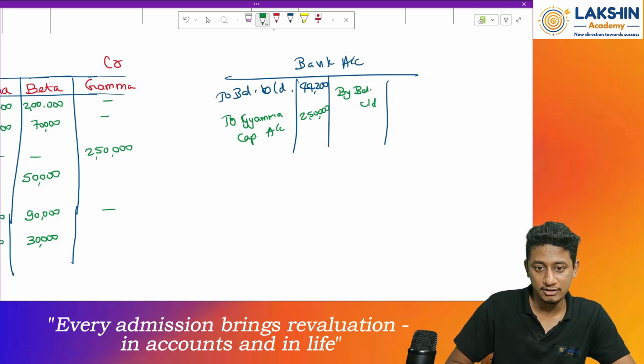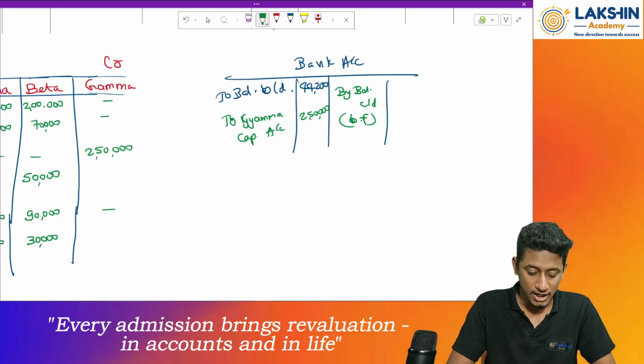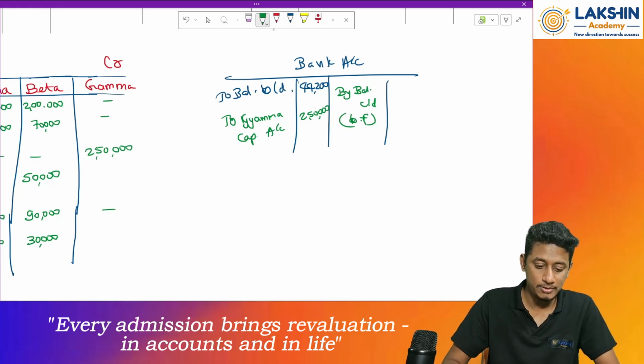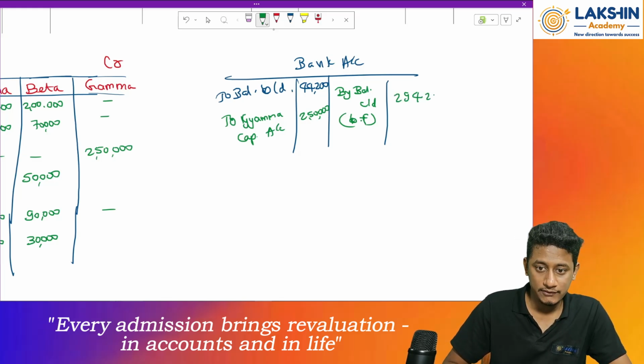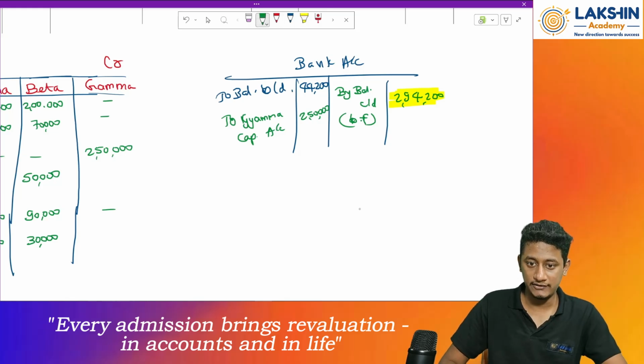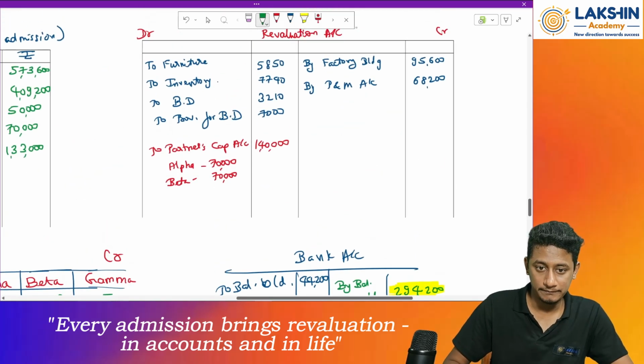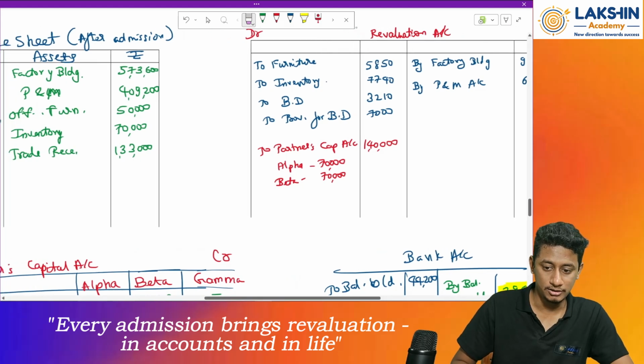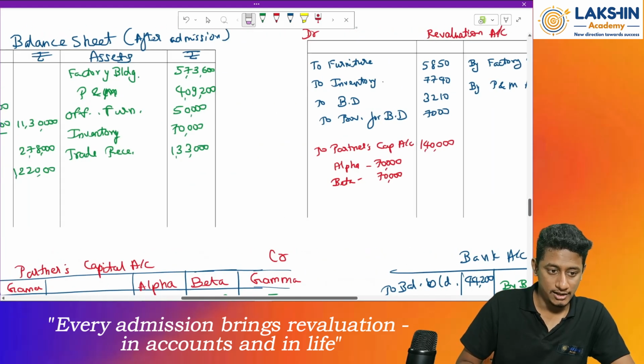By balance carried down. That is my balancing figure. 2,50,000 plus 44,200 will be rupees 2,94,200. Take the same value to what? To the balance sheet. 2,94,200. Sorry, not this, this is the revaluation account over here. 2,94,200, right? Okay. I think all the entries are done.